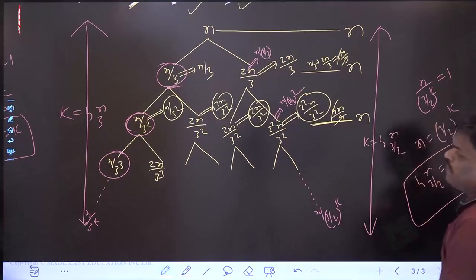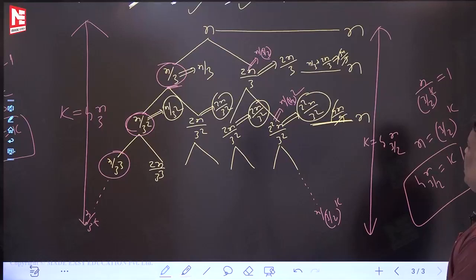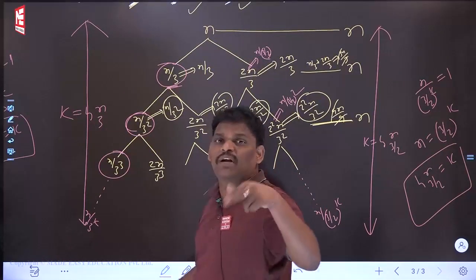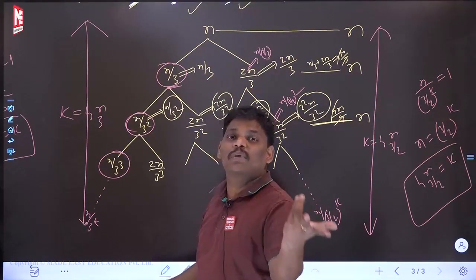Can you help me now? Left height is log n base 3. Right height is log n base 3 by 2. Why is left height log n base 3? What is the reason? Left is always divided by 3. If you always divide by 3, by 3, by 3, log n base 3 will come.